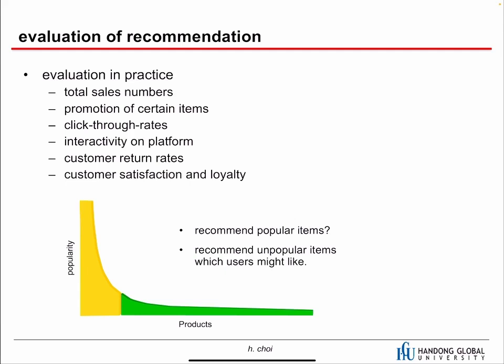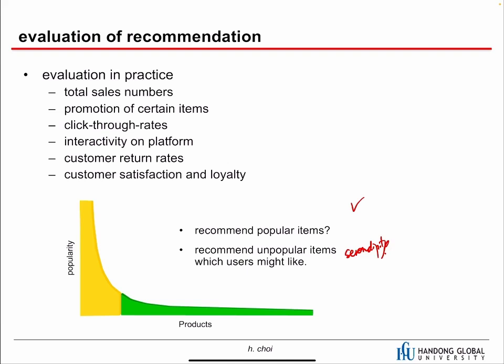Okay, so far we have been talking about many recommendation algorithms. First of all, we can discuss serendipity. Which way would be better? Do you want to recommend the popular items, or do you want to recommend unpopular items which users might like? So it's serendipity. Which recommendation system would be better? It depends on the situation and applications.